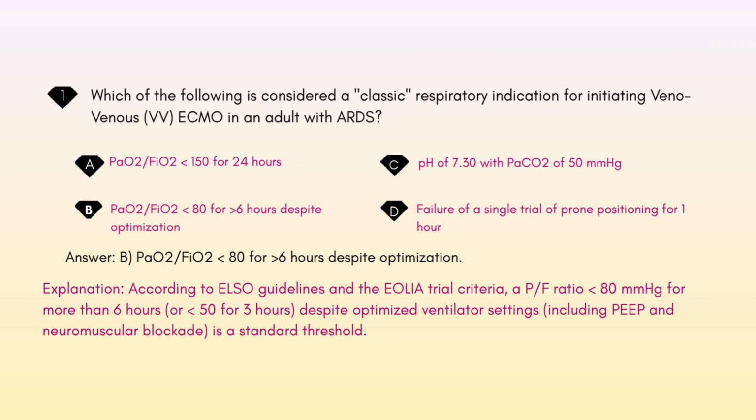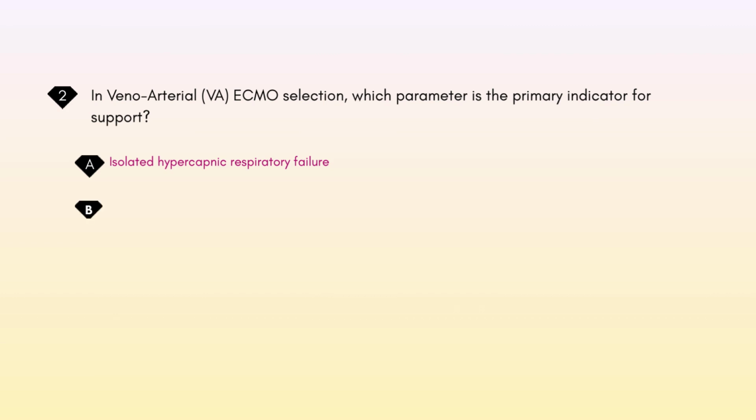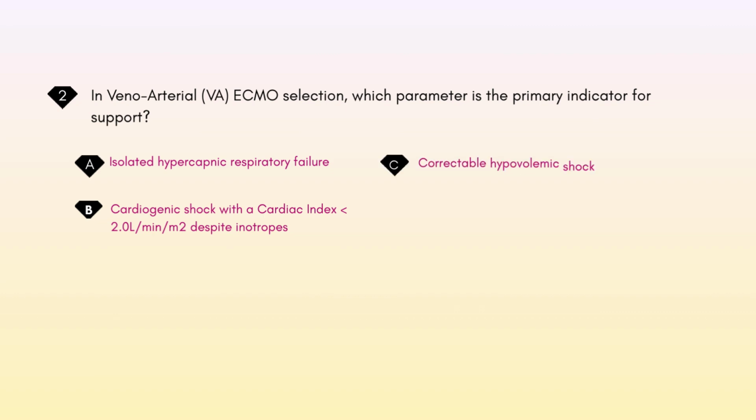is a standard threshold. In veno-arterial (VA) ECMO selection, which parameter is the primary indicator for support? A. Isolated hypercapnic respiratory failure. B. Cardiogenic shock with a cardiac index less than 2.0 liters per minute per square meter despite inotropes. C. Correctable hypovolemic shock. D. Persistent SVT with stable blood pressure.